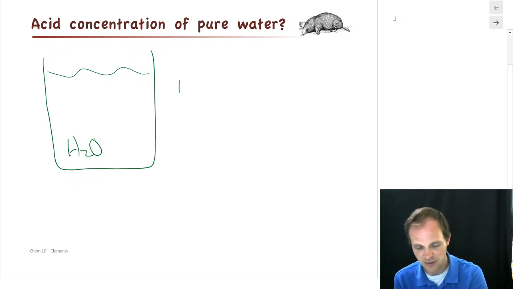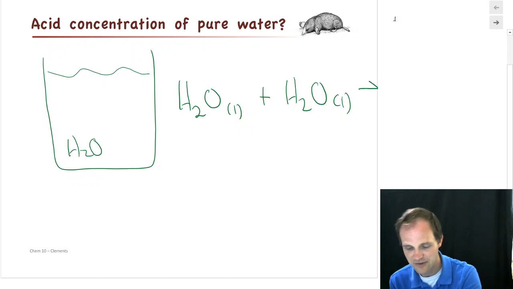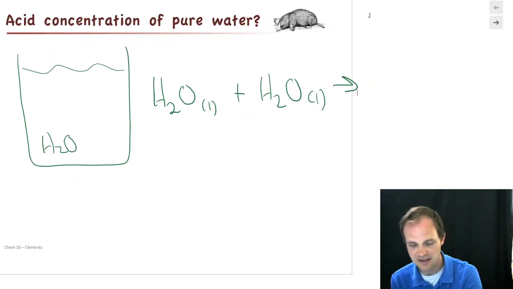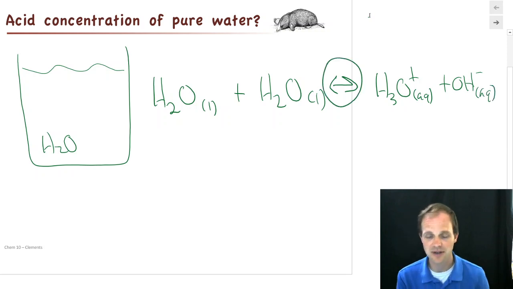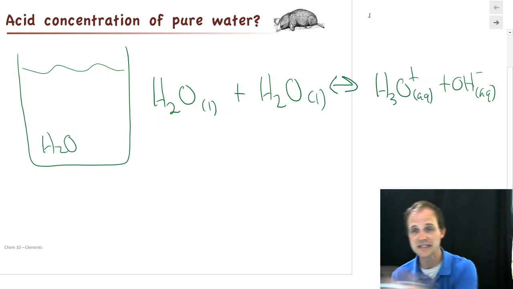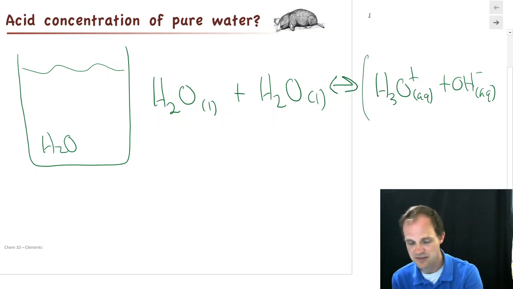Well, it turns out that water can do this funny thing, and it can react with itself. When it reacts with itself, one of the things it can make is H3O plus and OH minus. And you'll notice I used a double arrow here. That double arrow means both things are present. It's not a complete reaction. It doesn't completely run to the right. But when it's done, there's still water present, but there's also these products present.